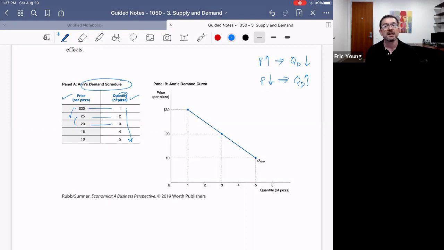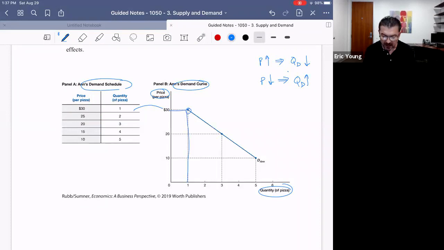So we know what the law of demand is. We know that we can express it through symbols. We can express it through a schedule. We can also express it through a curve. And all a demand curve does is it takes the values from the schedule and plots them out graphically. So let me clean this up for us here. We see that at this point here, at a price of 30, Ann wants one pizza. We bring that over and we see at a price of 30, Ann wants one pizza, okay?